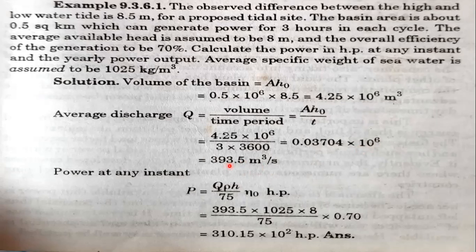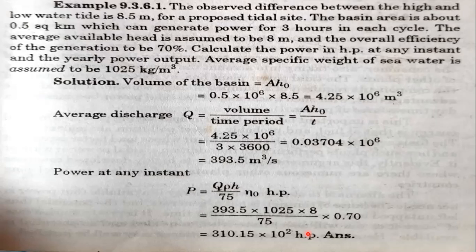This is the value of Q obtained from this. If you substitute the value of Q here, 393.5 into 10 power, this is the rho value and this is H value, divided by 75, into eta efficiency 0.70. We will get the answer in HP, 310.15 into 10 square HP. So this is the power in HP at any instant.